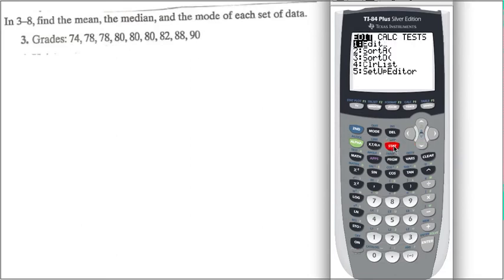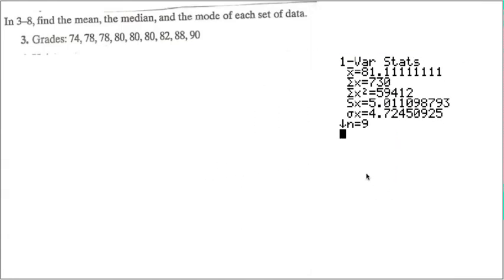Press stat once again, and this time we have to go to calculate. We only have one variable here, so one var stat. And what we're looking for is list 1. By default it will already be calculating the values from list 1. Now if you scroll up over here, you get to realize that this is the average or mean.